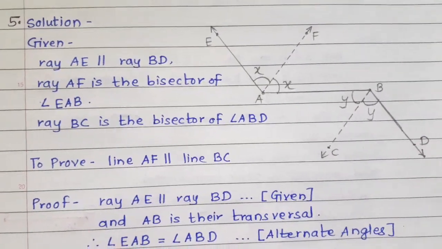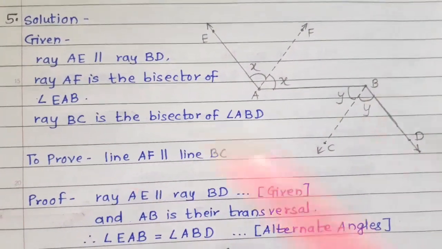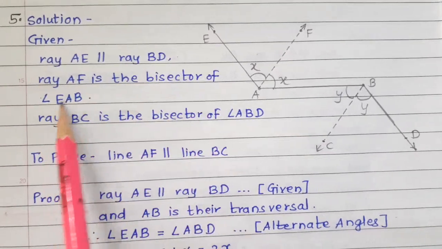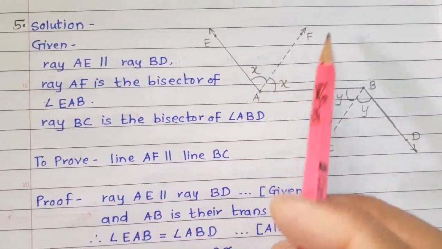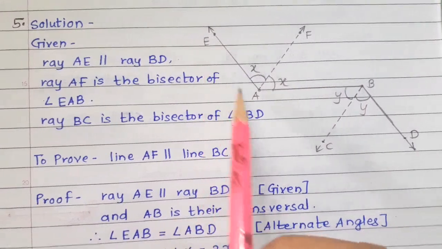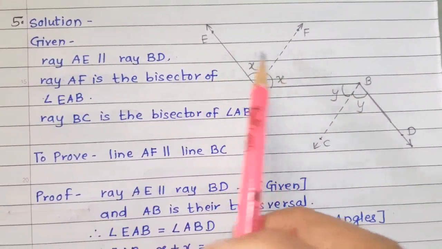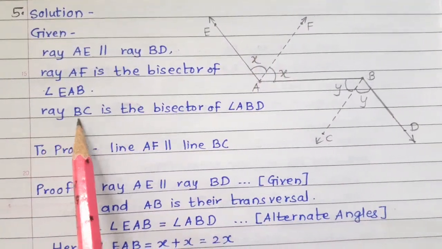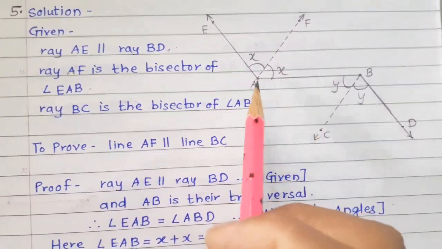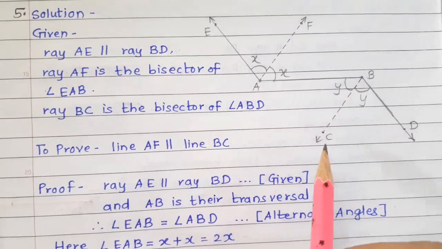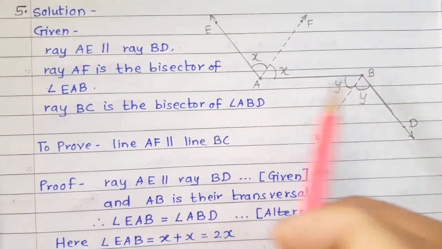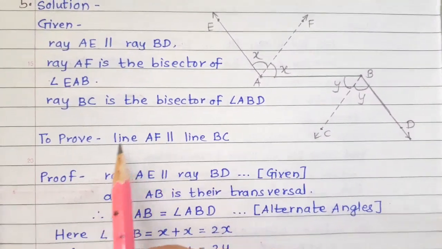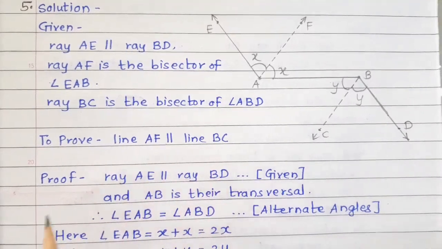First of all, write down given. Ray AE is parallel to ray BD. Ray AF is the bisector of angle EAB. That means angle EAB is divided into two equal parts due to ray AF. And ray BC is the bisector of angle ABD. That means angle ABD is divided into two equal parts. Here we have to prove line AF is parallel to line BC.